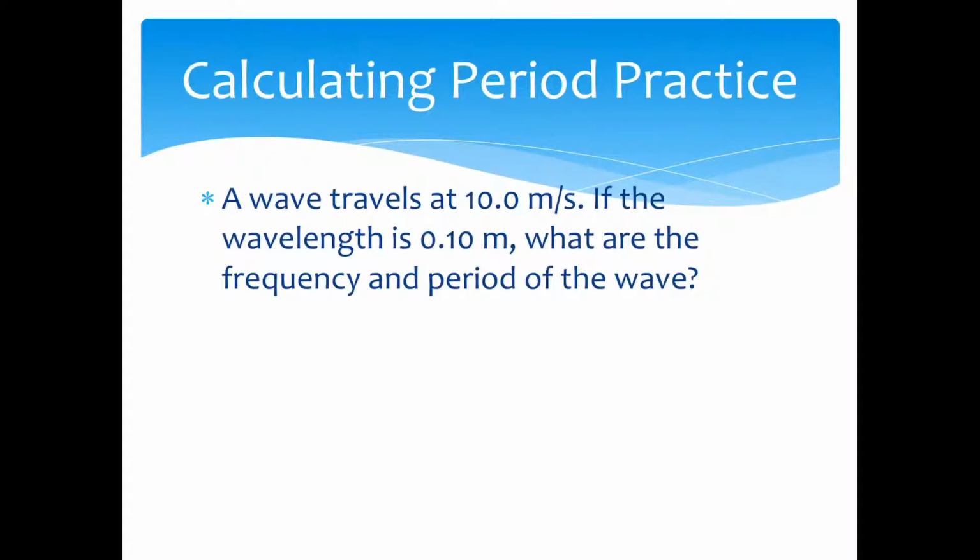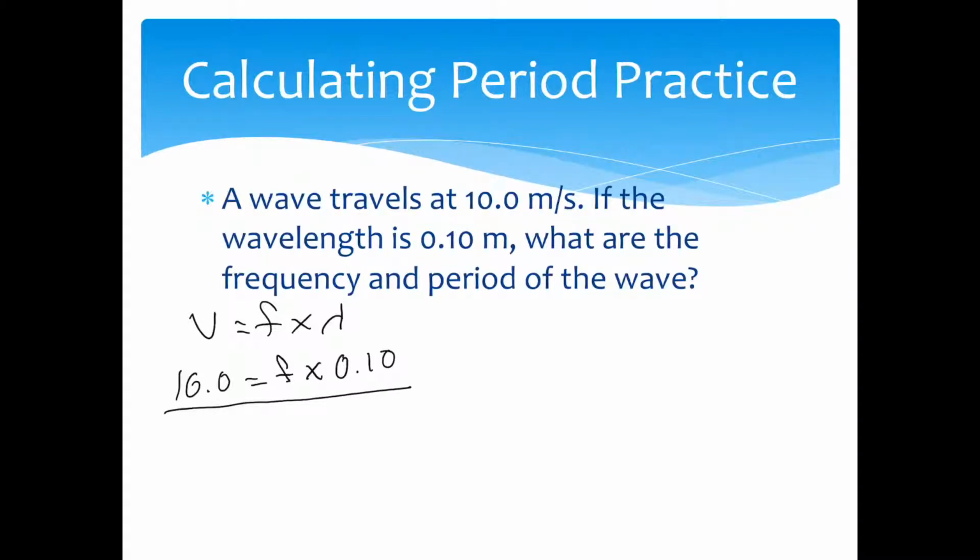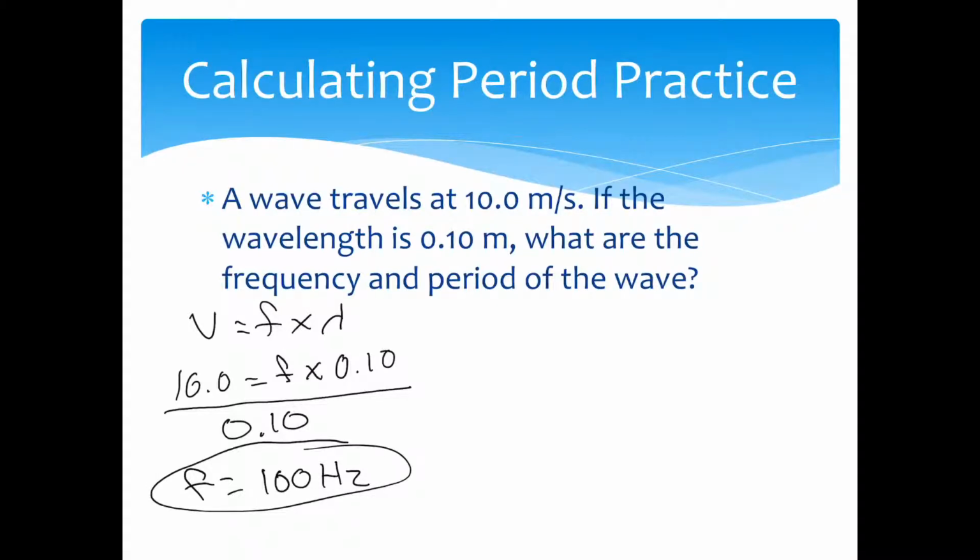The first equation we're going to have to use is this wave speed equation we just learned, because we have speed and we have wavelength. So our speed is 10, we don't know our frequency, and our wavelength is 0.1. Now we've got to get frequency by itself, so divide both sides by 0.1, and if you take 10 divided by 0.1, you should get a frequency of 100 hertz. So this solves half of the problem that we were asked to solve.